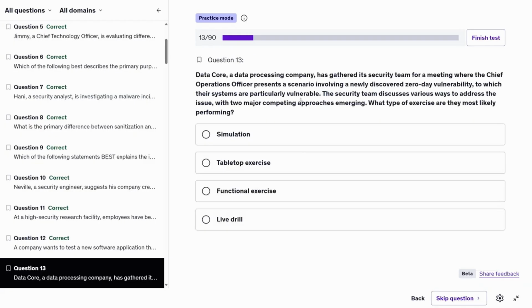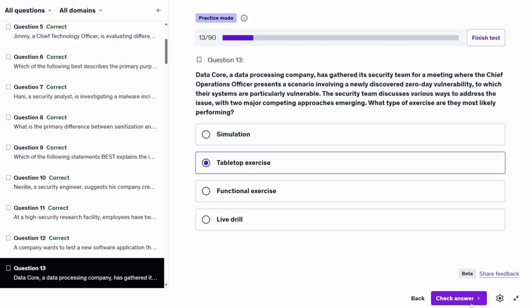DataCore, a data processing company, has gathered its security team for a meeting where the chief operations officer presents a scenario involving a newly discovered zero-day vulnerability, to which their systems are particularly vulnerable. The security team discusses various ways to address the issue, with two major competing approaches emerging. Which type of exercise are they most likely performing?